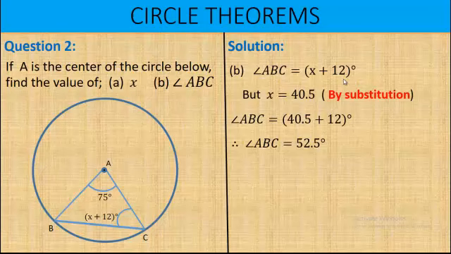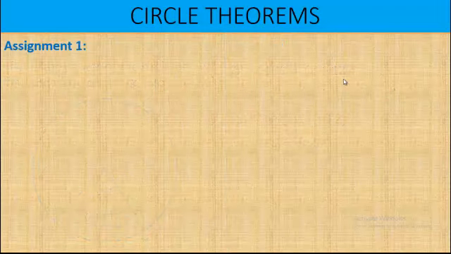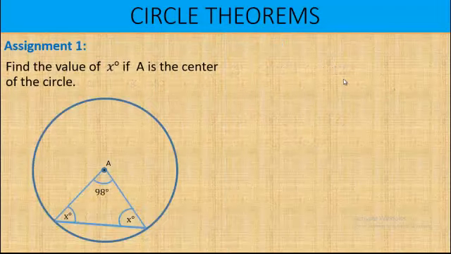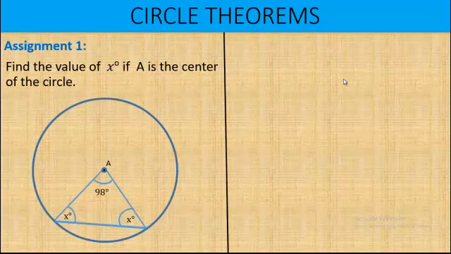Let us move on to check for our assignment. Assignment 1. Find the value of s degrees if A is the center of the circle. So you see this, these two angles are s degrees, and we have 99 degrees here.